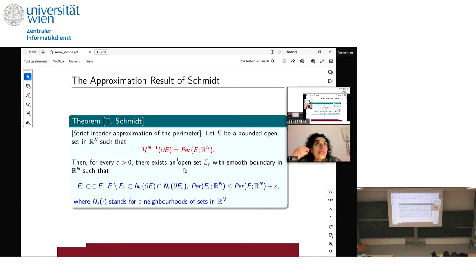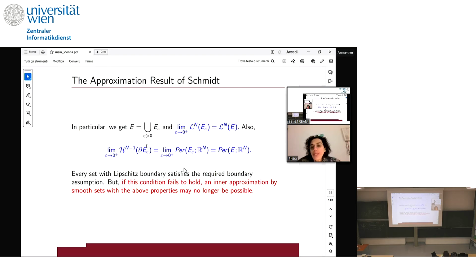The result by Schmidt says the following: if I have a bounded open set E for which there is no difference, in the sense of the Hausdorff measure, between the reduced boundary and the topological boundary, then it's possible to approach E by a sequence of sets, here denoted by E_epsilon, such that the difference between E and E_epsilon is contained in an epsilon neighborhood, or the intersection of the epsilon neighborhoods, of the boundaries of E and E_epsilon. And there is also a control on the perimeter that morally says that in the end we have convergence of the perimeters, so morally strict convergence in BV.